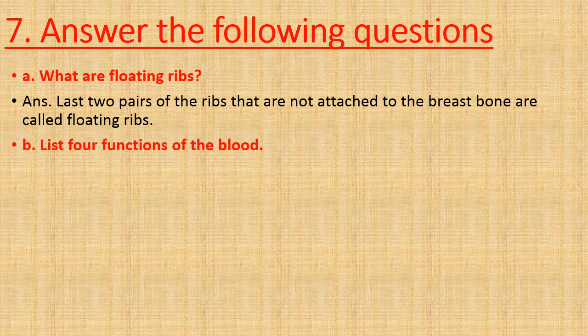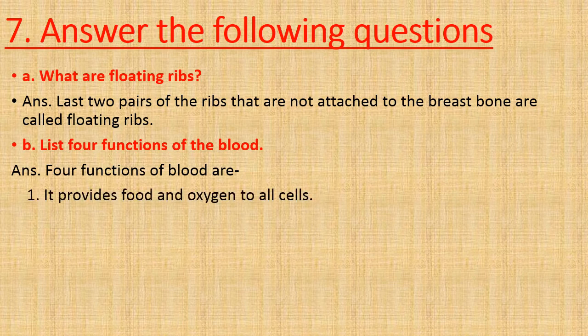Part B, list 4 functions of the blood. So the 4 functions of blood are: first, it provides food and oxygen to all body cells. Blood will provide food and oxygen to all cells. The second function is that it removes waste from the cells.